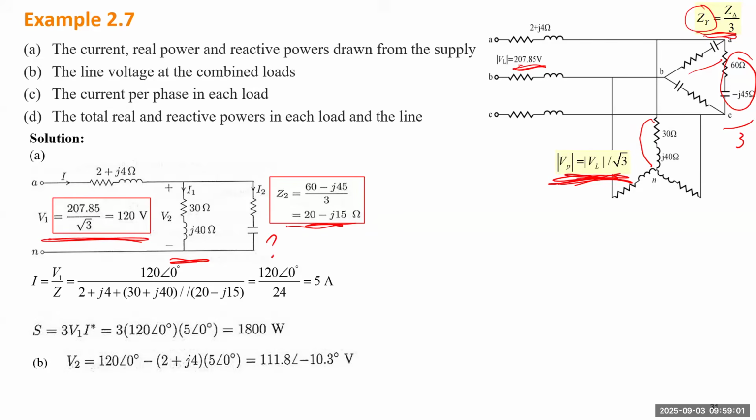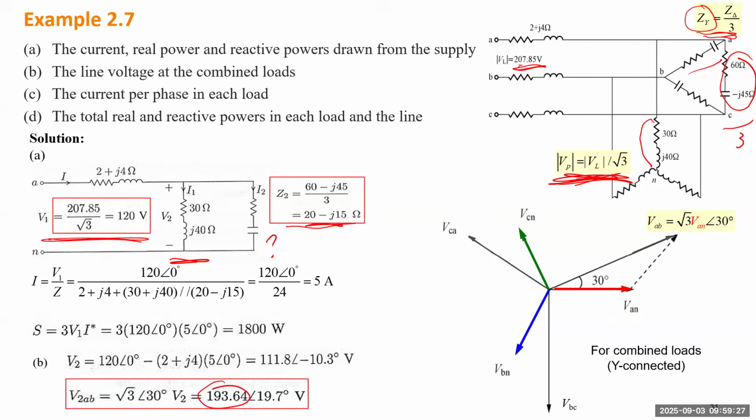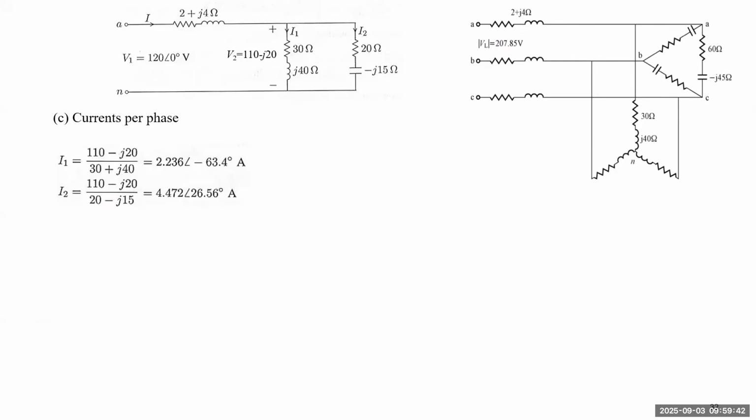Second, we can calculate the voltage on the load side. And then from this phasor diagram, we can calculate from the line-to-line voltage, we can know the phase voltage. So this will be the line-to-line voltage on the load side. So this value is slightly lower than this value. The line-to-line voltage on the source side will be about 207, but on the load side it is 193. So continue on this circuit.